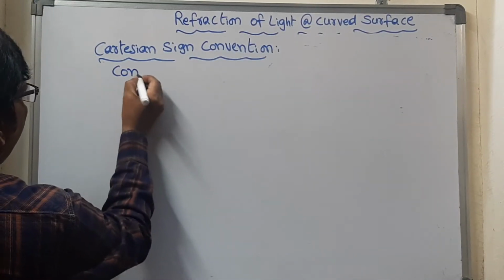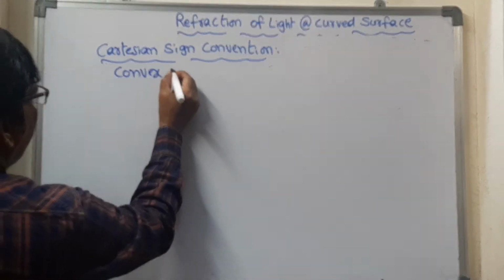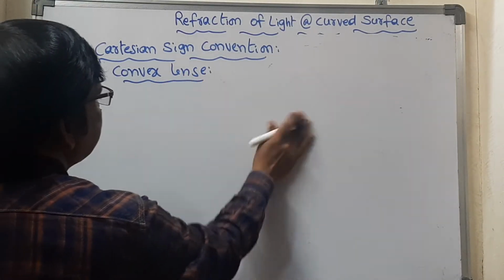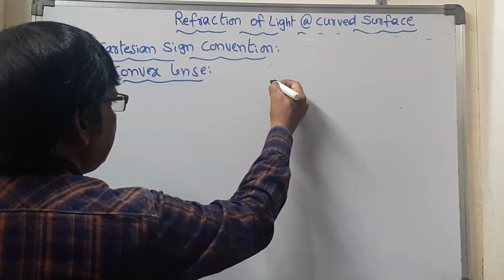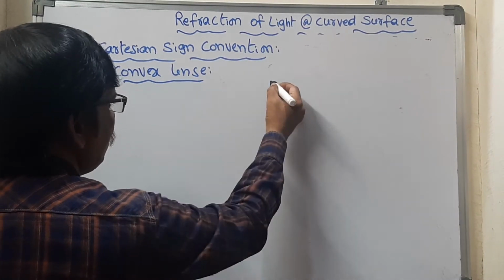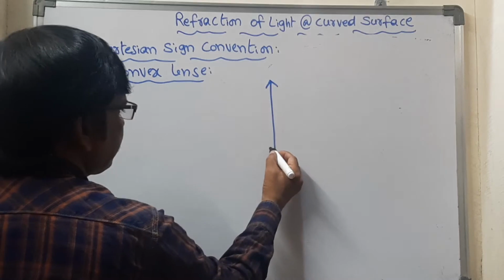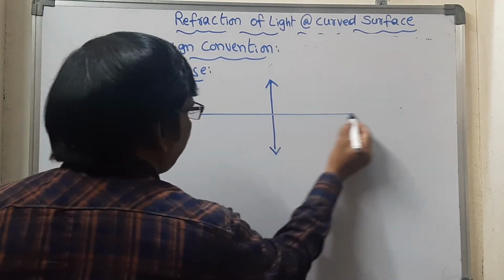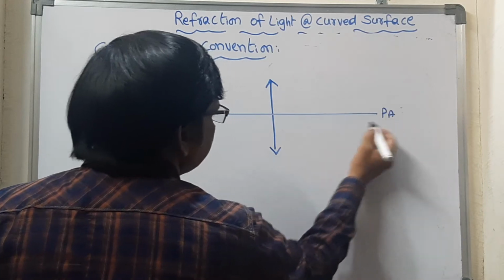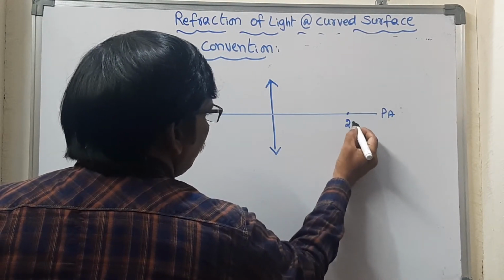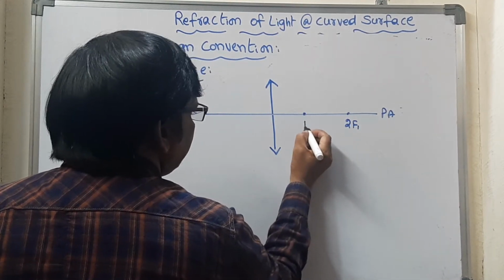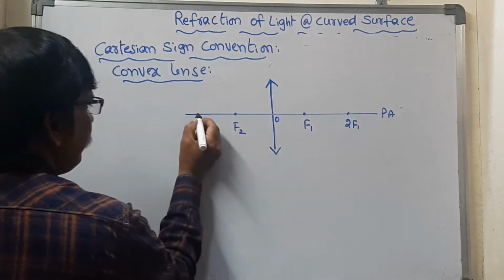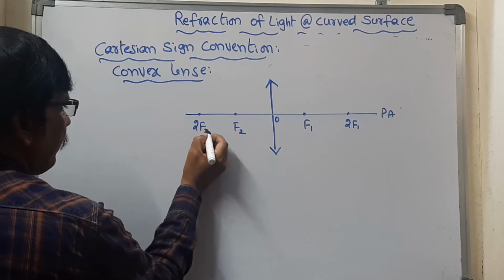Now let us draw an illustration for a convex lens. Let us assume that this is a convex lens which has two surfaces. We can draw the principal axis, and this side is 2f1, and this side is f1, the optic center, this side is f2, and this side is 2f2.